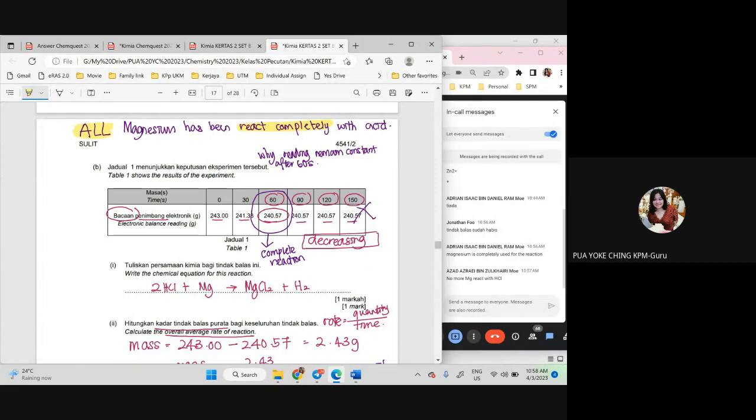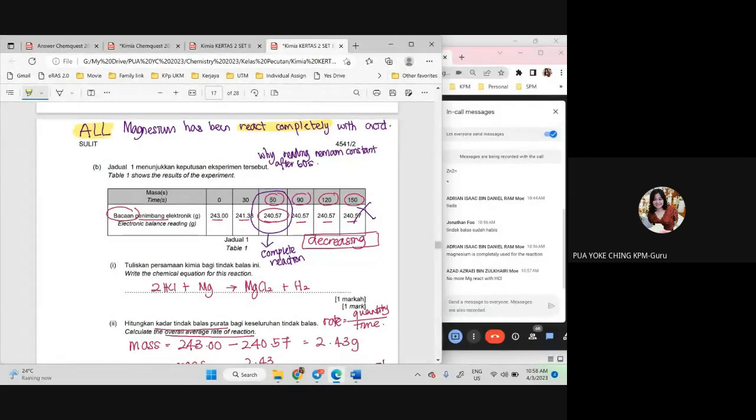Okay, so Adrian, you left out the "completely". Jonathan, you didn't mention the magnesium which is already finished. Okay, Azad, no more Mg react with HCl. No more Mg. Kalau skema linear, then Azad dapat 1 mark. Sebab dia punya permintaan ialah dia nak pelajar boleh nampak dengan jelas di mana magnesium tu dah habis dipakai. Semua telah habis dipakai. But to answer it scientifically, we call it react completely.